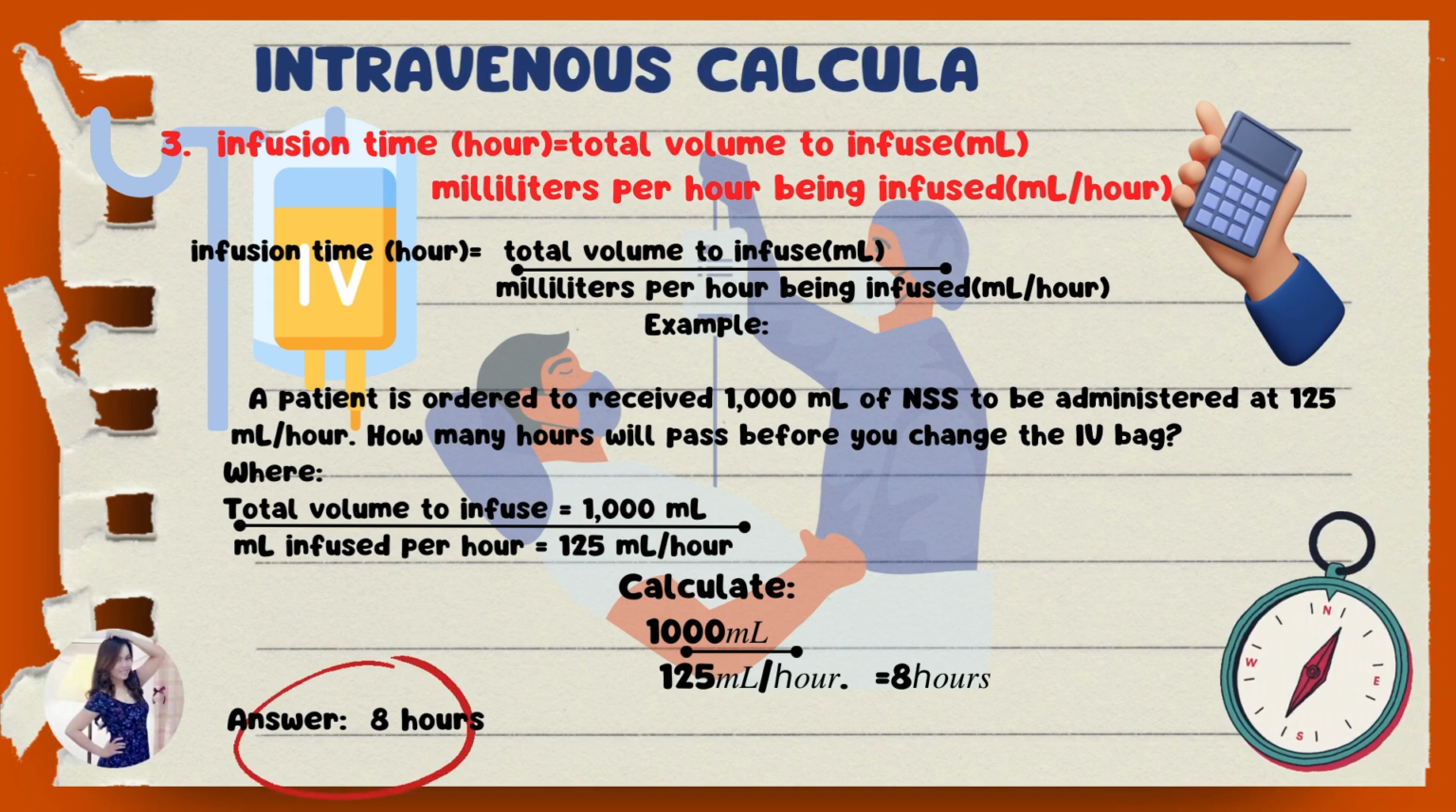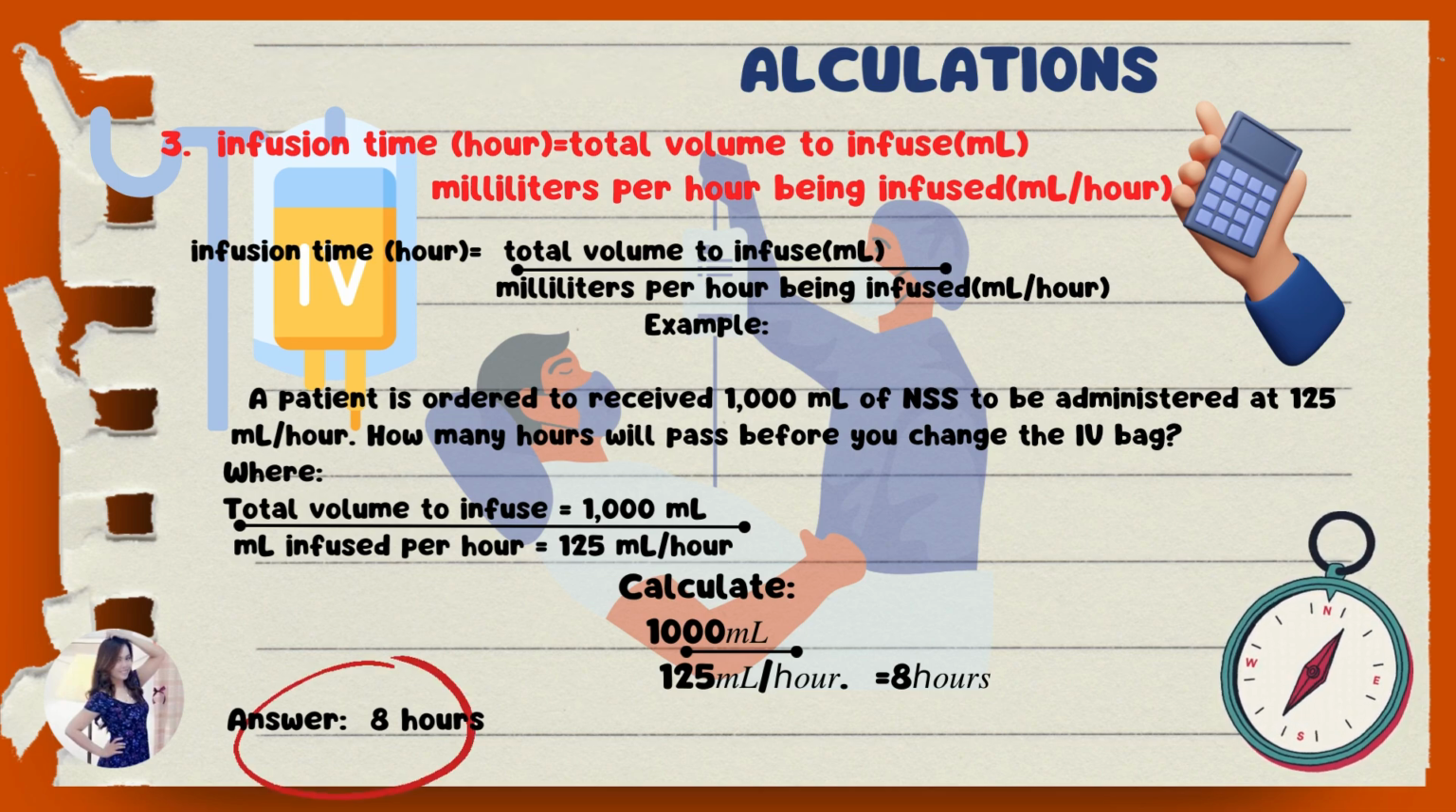Third is calculating the infusion time. The formula is total volume to infuse in ml divided by milliliters per hour being infused. Example, a patient is ordered to receive 1000 ml of normal saline solution to be administered at 125 ml per hour. So how many hours will pass before you change the IV bag? So the total volume to be infused is 1000 ml divided by 125 ml per hour. So the answer is 8 hours. So the IV of 1000 ml will be infused for 8 hours.